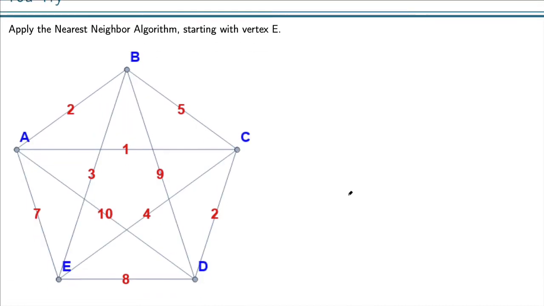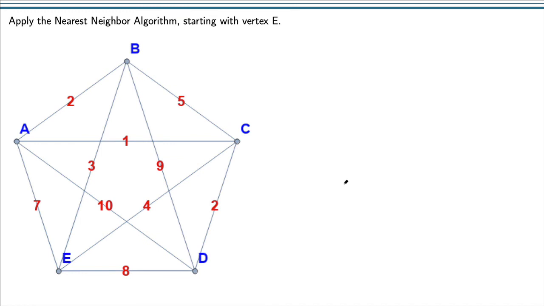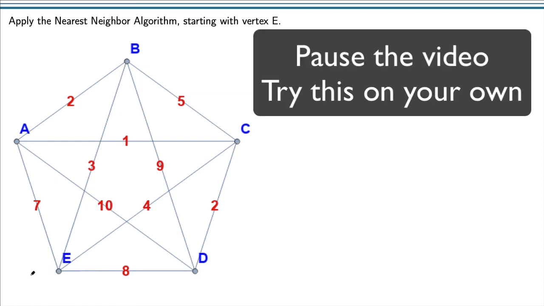Go ahead and pause the video and see if you can apply the nearest neighbor algorithm, starting with vertex E right here, and see what circuit you get.